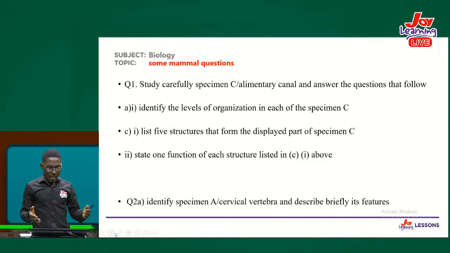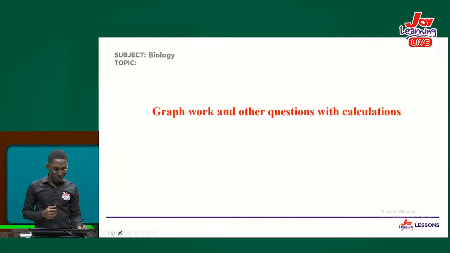Other questions you have can be to identify a cervical vertebra and describe briefly its features. Does it have a long neural spine or not? Is it short? What about its centrum? What about its neural canal? Are there transverse processes? This is what they are asking you in the exams. Remember, those statements are very short. No more than 5-6 words.